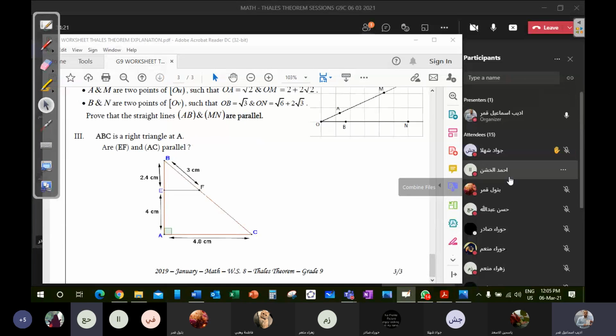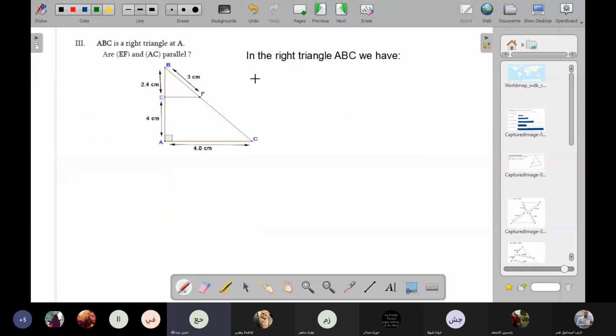Who can tell me how to find it? Pythagoras theorem, yes. By Hassan Abdullah. Pythagoras theorem. So we have, we write BC. Continue, Hassan Abdullah.